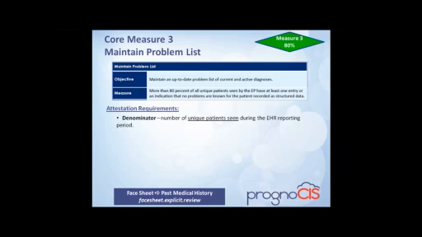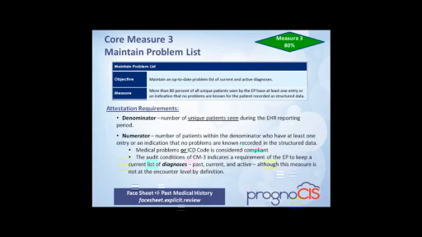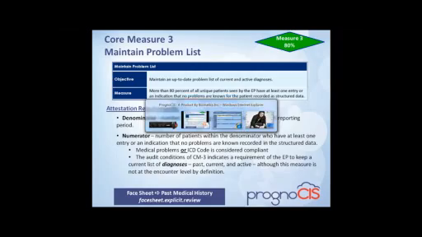The denominator is the total number of unique patients seen during the reporting period. And the numerator, which in this case requires in excess of 80% to be deemed compliant, is the number of patients within the denominator who have at least one entry on their chart indicating a problem or an indication that there are no known problems for that patient. Now, within the numerator, there's a couple of ways of being compliant. There's the medical problems or the actual ICD diagnosis code. So we're going to see this as we toggle into Prognosis.